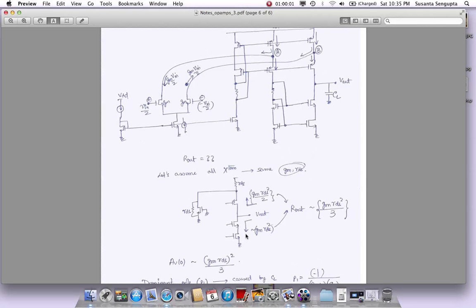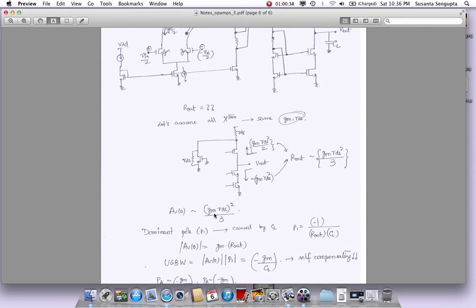So we have the impedance looking down, we have the impedance looking up, so the output impedance would be roughly GM RDS square by 3. Again, the output impedance I'm showing you is a much simpler expression because all the GM RDSs are the same, but if they are not the same, it will be a much more complicated expression, but you can find it out from this picture. They might all have different RDS names. Just plug it in and find the total output impedance. If you know the output impedance, then all we have to do is multiply that by the GM of the input, and it would roughly give you the DC gain, which in this case, since my GMs are the same, will be GM RDS square by 3.